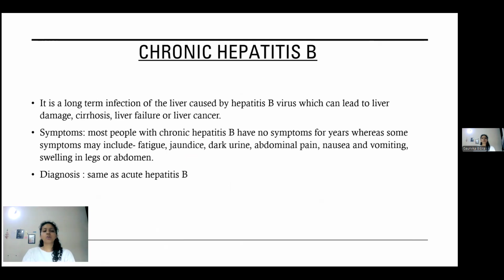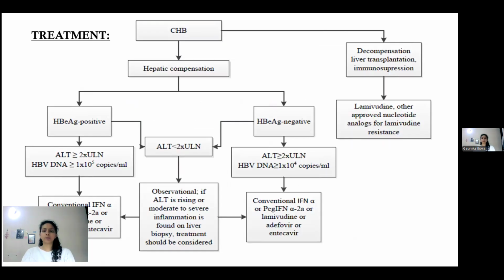Chronic hepatitis B is a long-term infection of the liver caused by the hepatitis B virus, which can lead to liver damage, cirrhosis, liver failure, or even cancer. Symptoms: most people with chronic hepatitis B have no symptoms for years, whereas some symptoms are fatigue, jaundice, dark urine, abdominal pain, nausea and vomiting, and swelling in legs or abdomen. Diagnosis: same as acute hepatitis B.